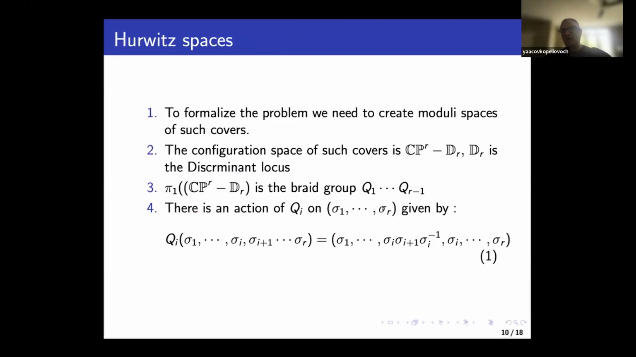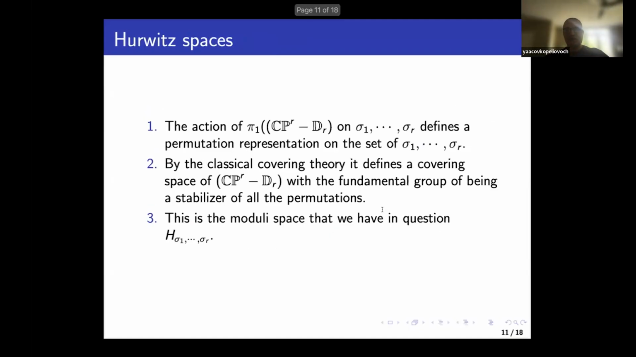Okay? You take the σ1 to σr, you start acting on them with the Qi, okay? And you're going to discover a finite orbit. By the classical theory, when you look at this orbit, it defines a covering of this space, with the fundamental group being a stabilizer of all permutations. So you take these permutations, you act with these Qis, right? And you find a stabilizer inside this set of permutation representations.